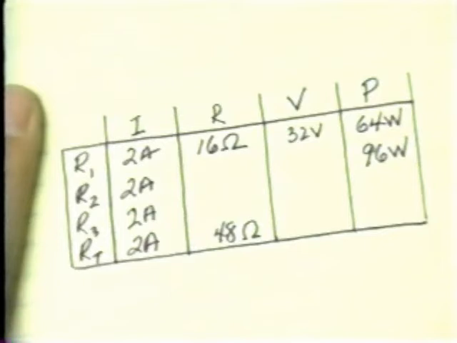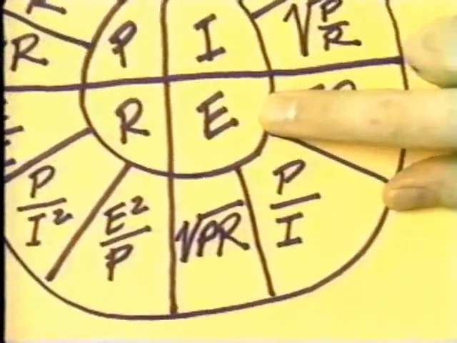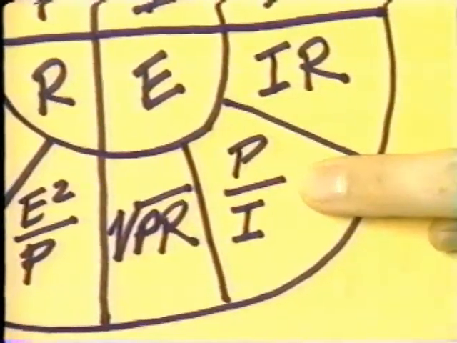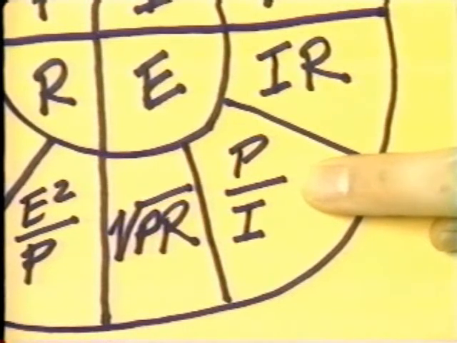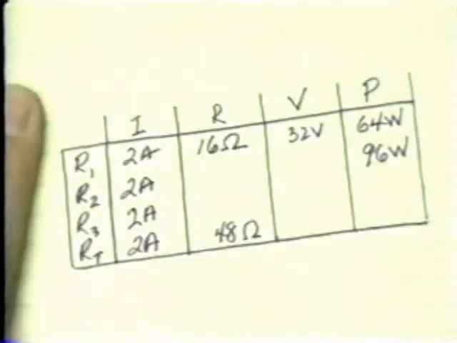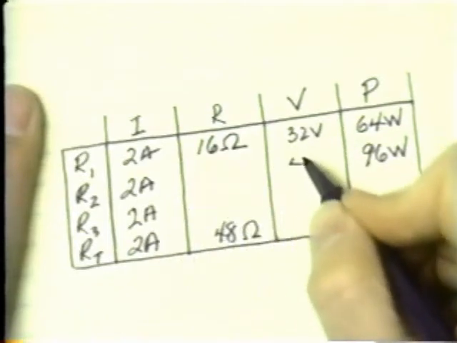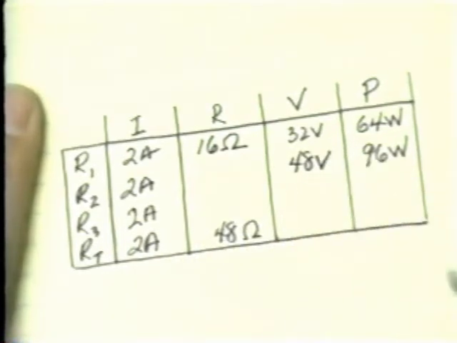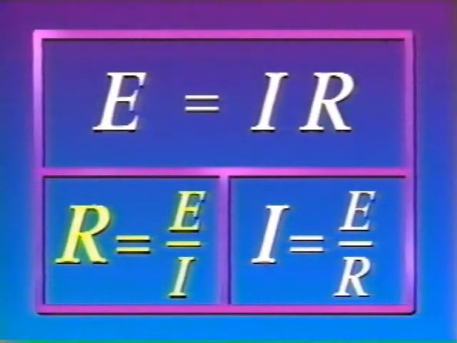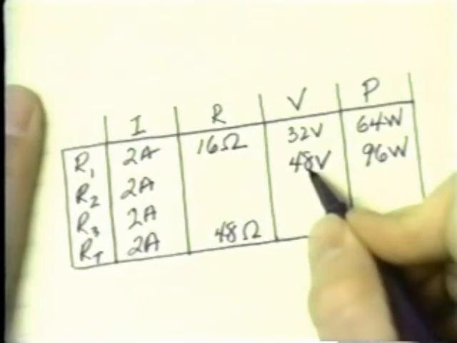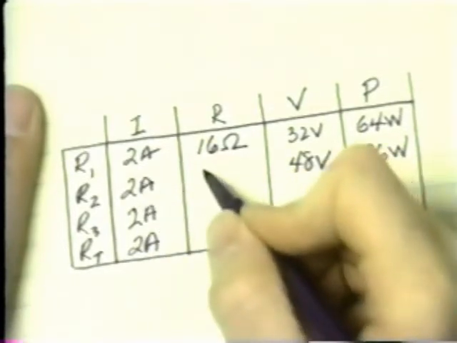Notice in row R2 you have current and power. Let's solve for voltage. Referring again to the equation wheel, in the electromotive force quadrant, find the formula that contains the 2 variables current and power. For R2 you have 96 watts divided by 2 amps equals 48 volts. The quickest way to solve for R is to use Ohm's law to divide the voltage by the current. 48 volts divided by 2 amps equals 24 ohms.